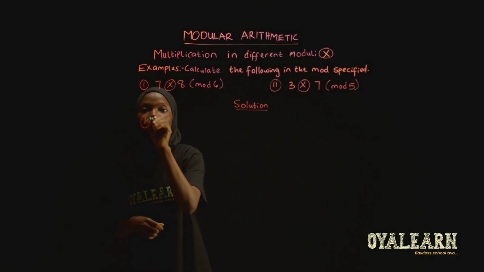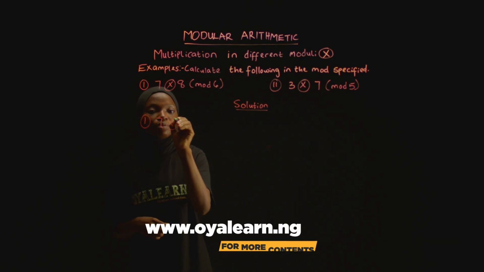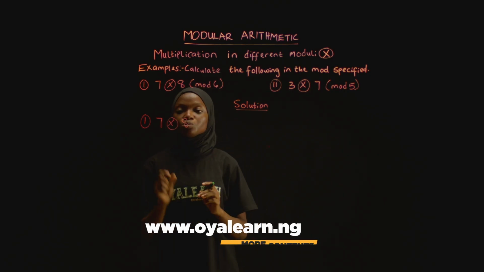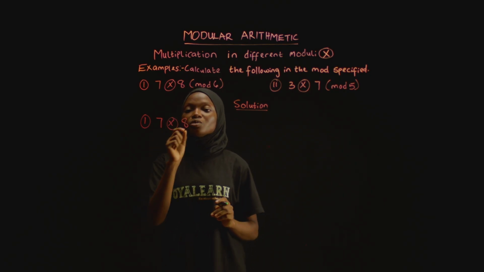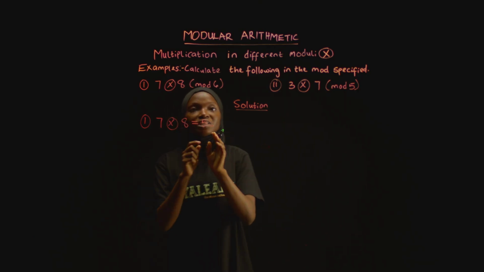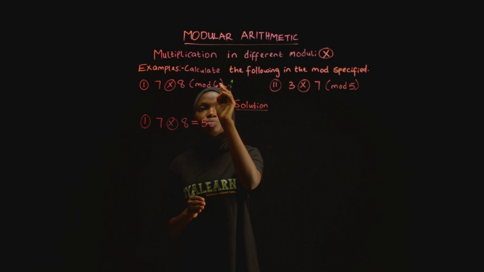In the first example, we have 7 multiplied by 8. We have to calculate this in mod 6. But the first thing we do is multiply the numbers normally. 7 multiplied by 8 gives us 56. Now we convert this 56 to a number we can have in mod 6.